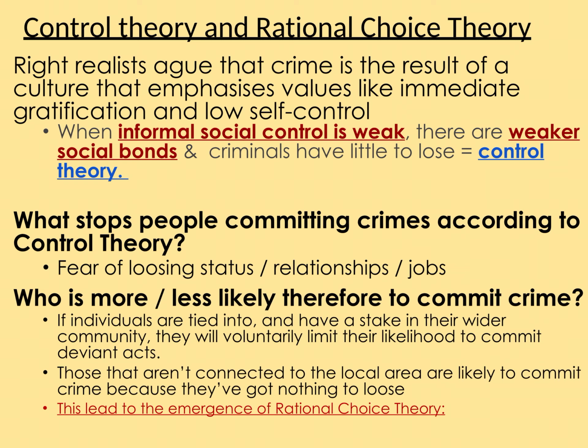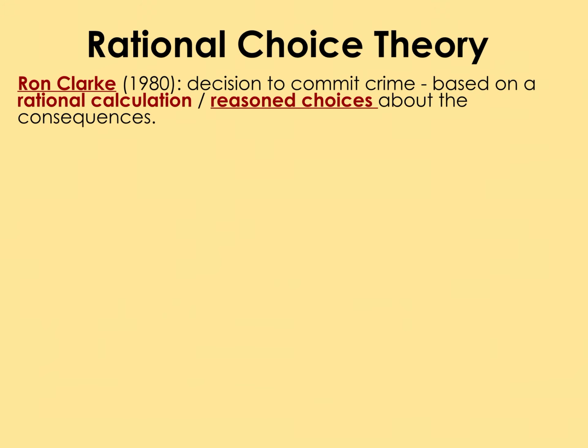And this has led to the emergence of what we know as rational choice theory, which I'm going to talk to you about now. So Ron Clarke is the main proponent of rational choice theory, although it appears in several different approaches across different subjects. And he argued that the decision to commit crime is based on a rational calculation or a reasoned choice about the consequences of committing a certain act.